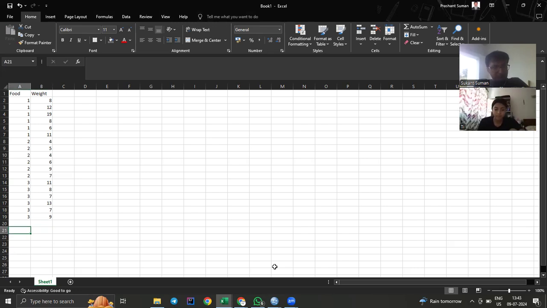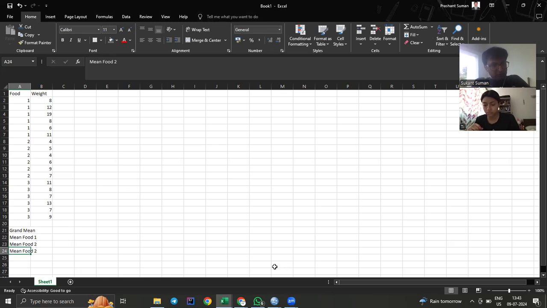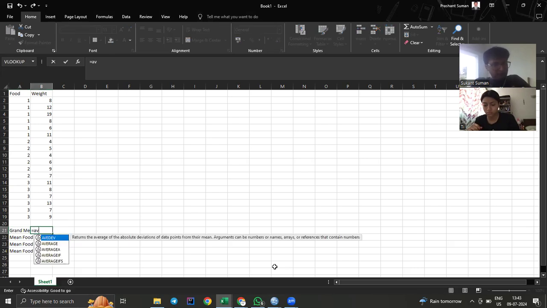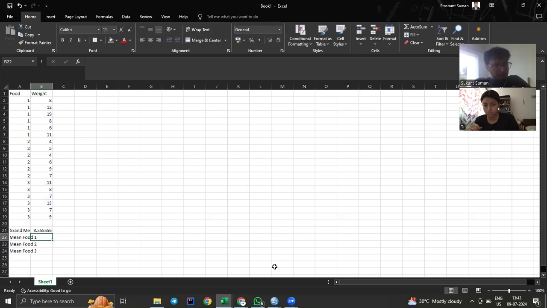So first of all, I'm calculating the grand mean. Then I have the mean for food 1, same way food 2, and same way for food 3. This is what I'm doing in the first go. So all I will do is, first of all, take the average of all the items here, which is 8.6 almost.